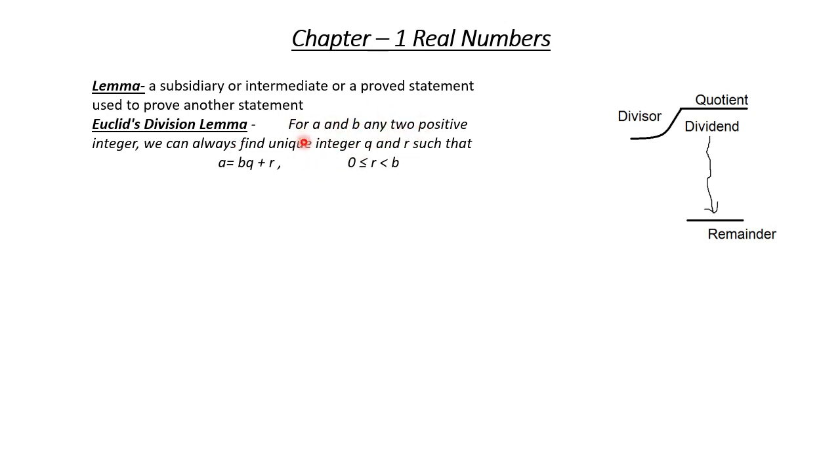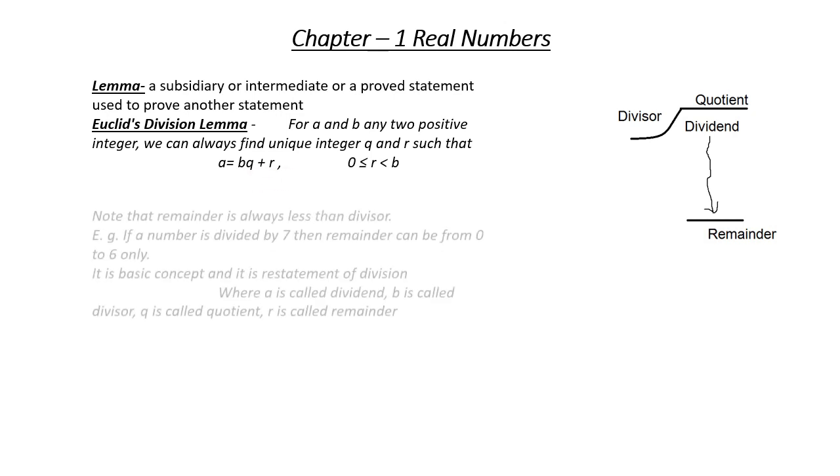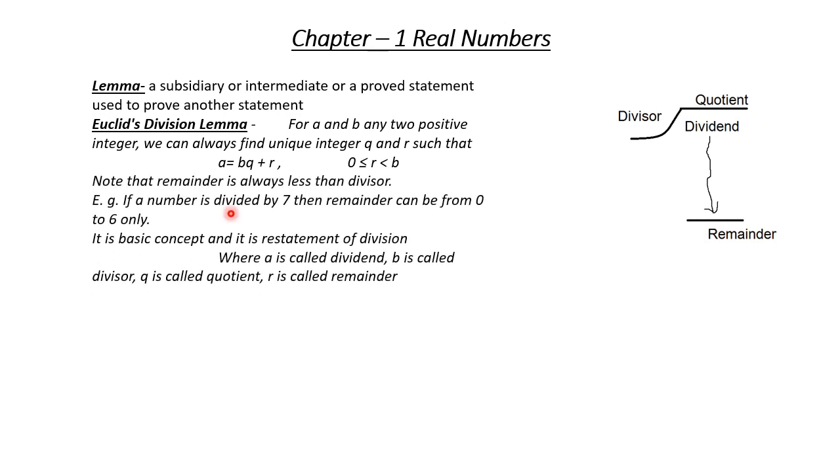In this division lemma, there are four terms: dividend, divisor, quotient, and remainder. It can be written as A is equal to BQ plus R, where R is the remainder. It should be less than the divisor B and greater than or equal to 0. Here, dividend A is equal to divisor B times quotient Q plus remainder R. Note that the remainder is always less than the divisor.